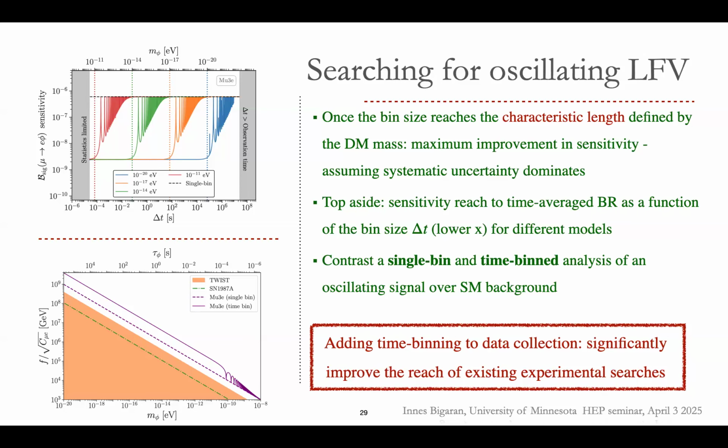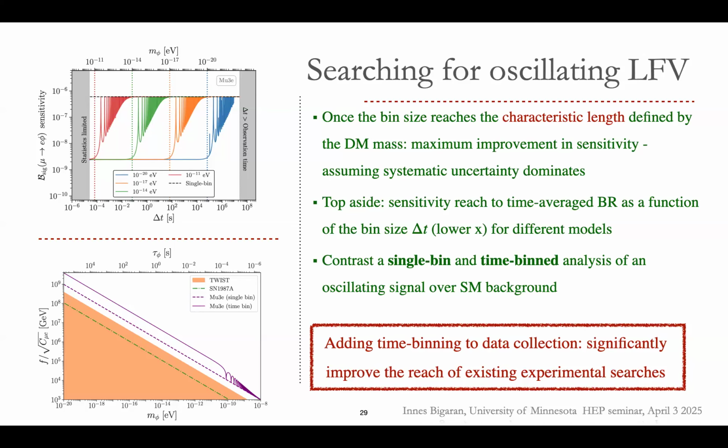And it's interesting because these models could potentially be indicating the presence of flavor violating dark matter, so flavor violation observation beyond the standard model, as well as presence of dark matter. So what we can do then is we can contrast what we see for a single bin analysis and a time bin analysis for looking for this particular signal.